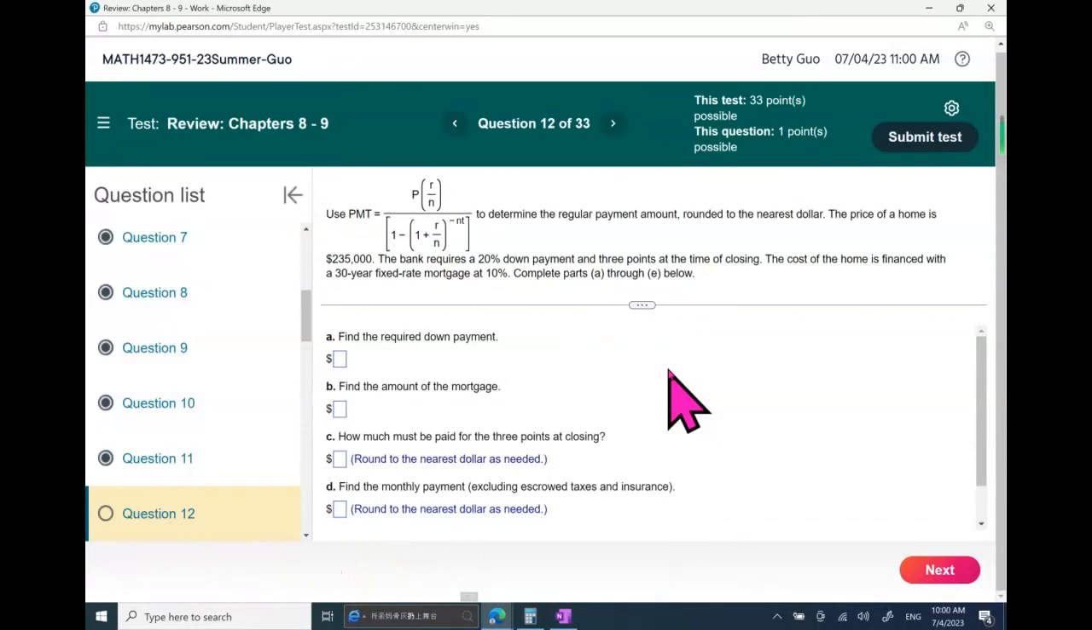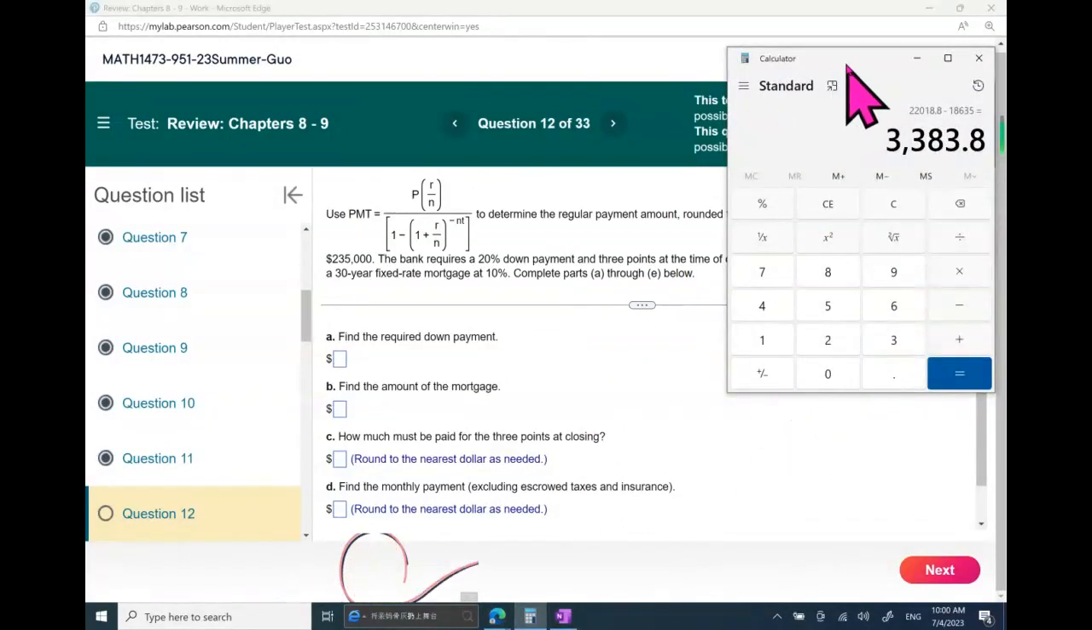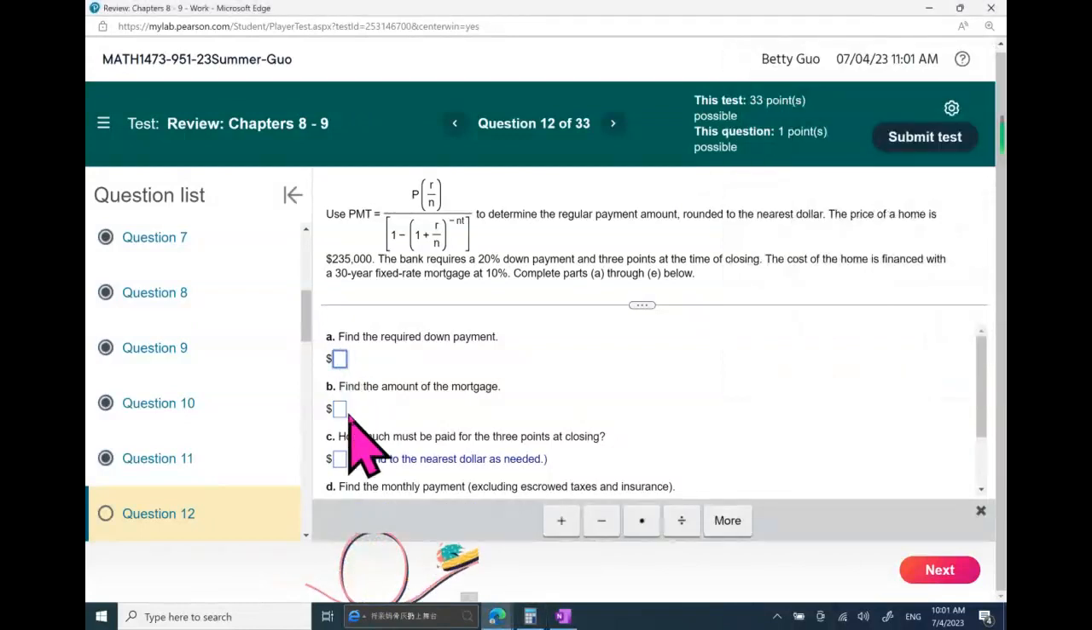Okay, getting information ready. Find the down payment. So how do we find the down payment? 20%, 0.2, multiplied by the price of the house. What's the price of the house? $235,000. And the down payment is 47,000. Double check. 20%, 235,000, 47,000. Okay, that's Part A.